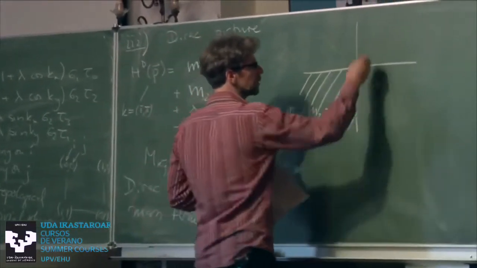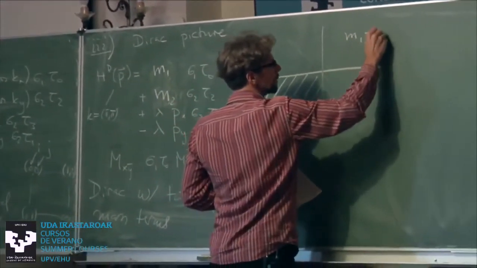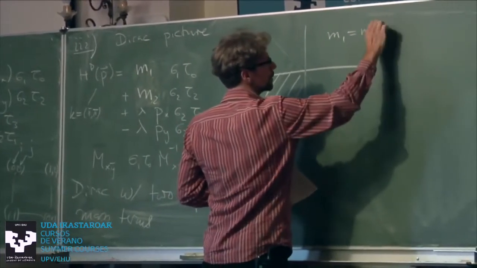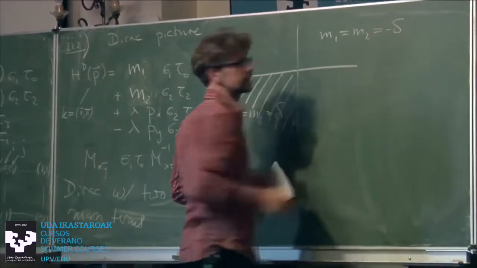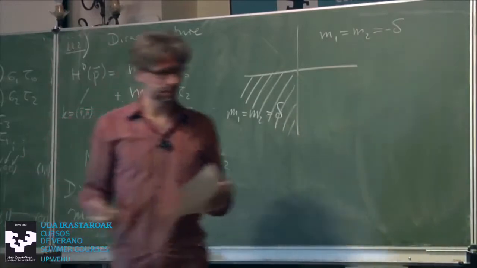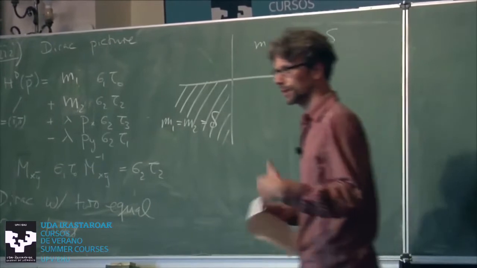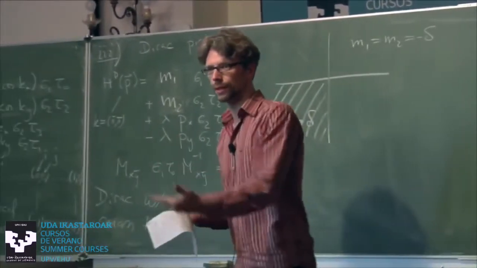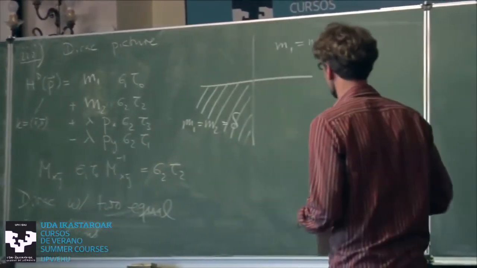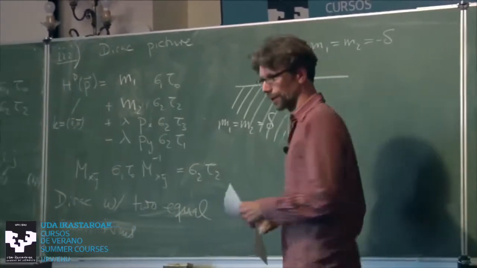And outside I also have M1 equal to M2 because of the mirror symmetry, but equal to minus delta. So that's the general trick in these sort of Dirac descriptions of topological systems: to go to the trivial phase, we revert the sign of the mass, okay? And then we see what we got.